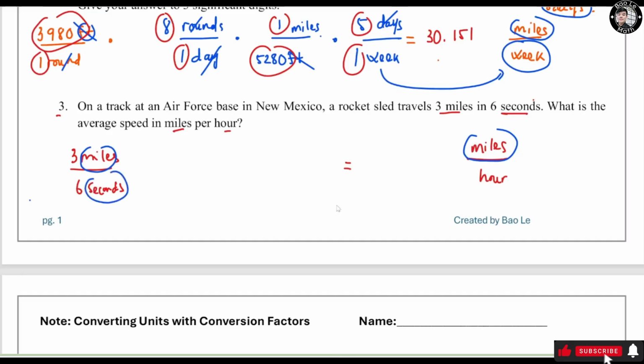Now this is seconds, but we need hour, so we need to find a way to eliminate seconds, right? So we put seconds right here, so this cancels out, right? Now we need hour on the bottom, so we put hour right here. Now we need the relationship between hour and seconds. We know that 1 hour is 3600 seconds, so 3600 divided by 6 is 600, times 3 is 1800.